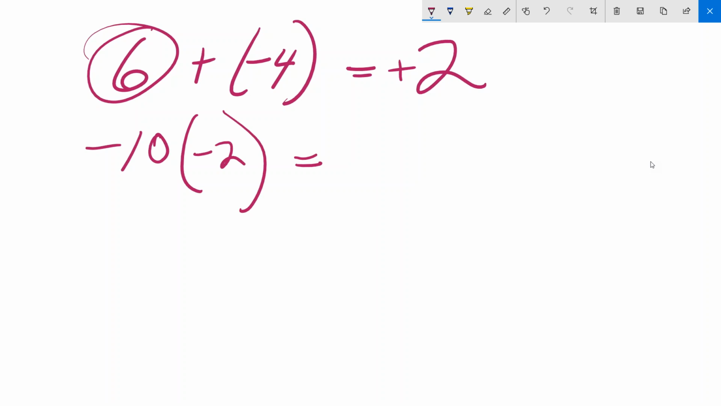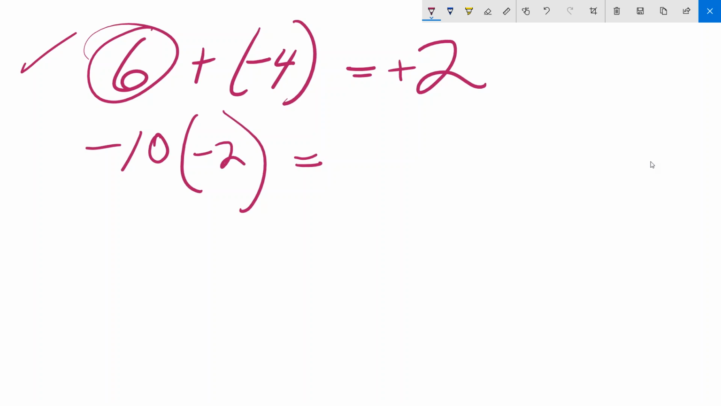Whenever you're doing multiplication or division, Jackson, you can figure out the sign immediately. And that's the best way to do it. It's only when you're doing addition and subtraction that you need to wait until you get a number before you put the sign on it. But this is negative 20. So what's the sign of the answer?